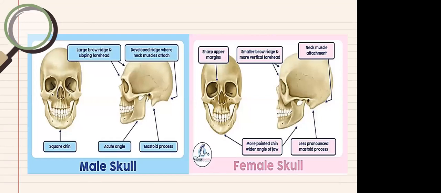Next is the skull. So, yan, malalaman din natin dito yung sex ng remains. For male, merong large brow ridge or sloping forehead. Then, develop yung ridge where the neck muscles attach. Then, commonly, merong square chin, tapos acute yung jaw angle, and pointy yung mastoid process. Then, as for female skull naman, sharp yung upper orbital margin, then smaller brow ridge and more vertical forehead, then ganito yung itsura ng neck muscle attachment niya, tapos more pointed yung chin and may wider angle of jaw. And kung pointy yung sa male, sa female, less pronounced naman yung mastoid process.